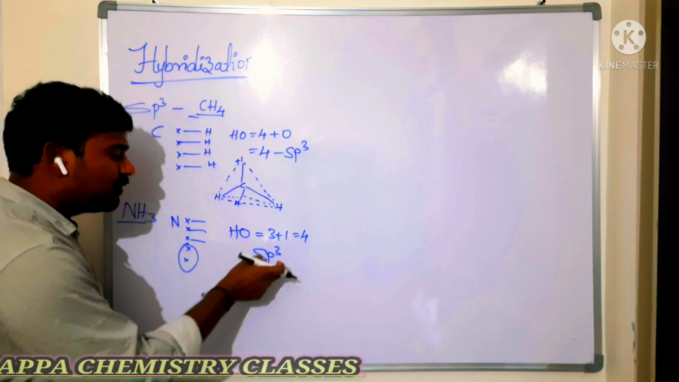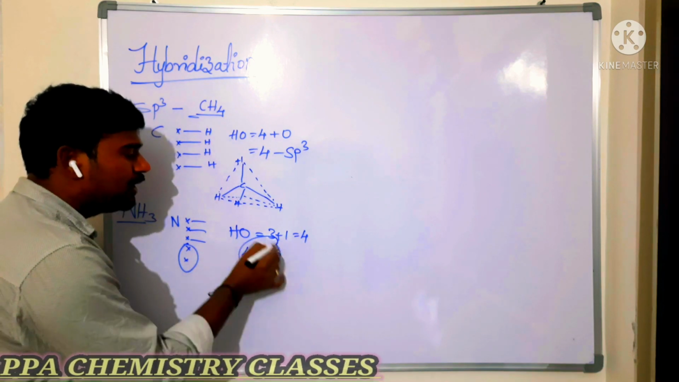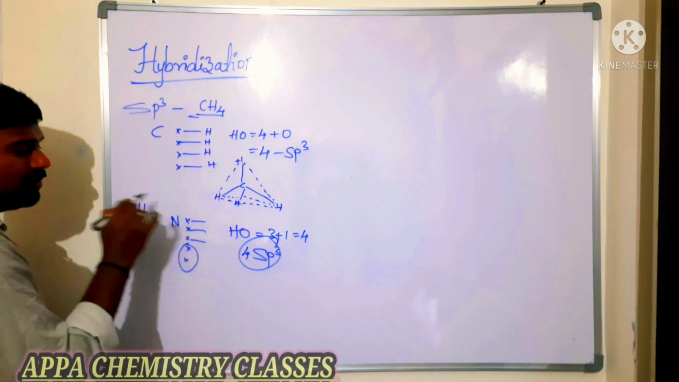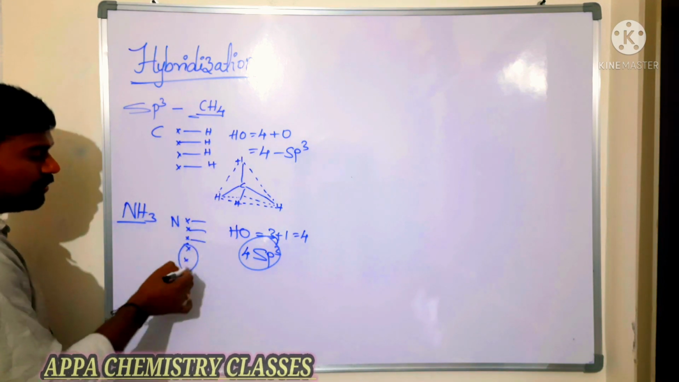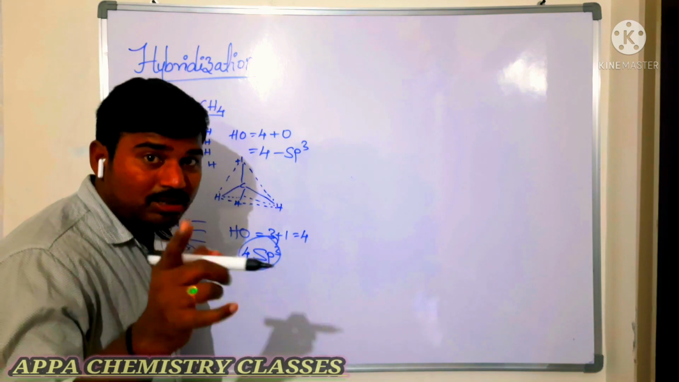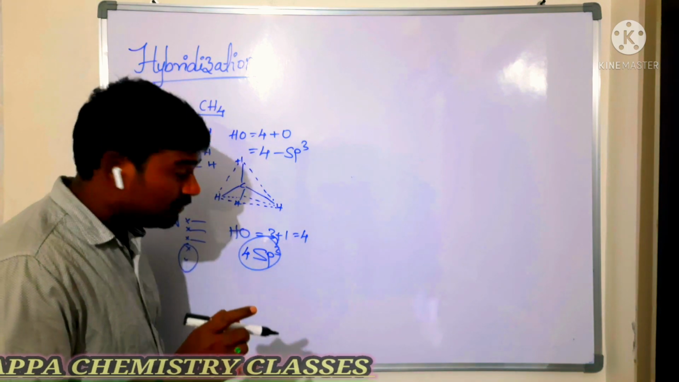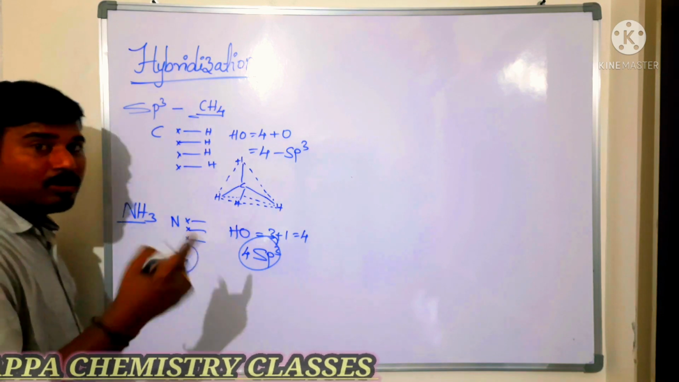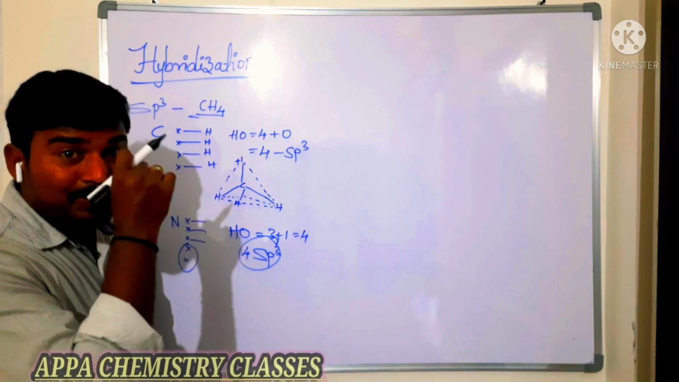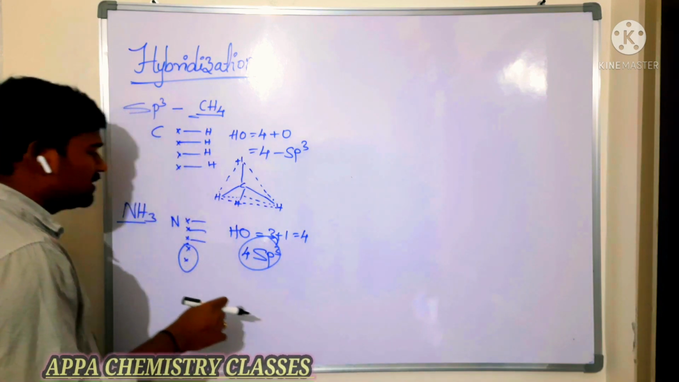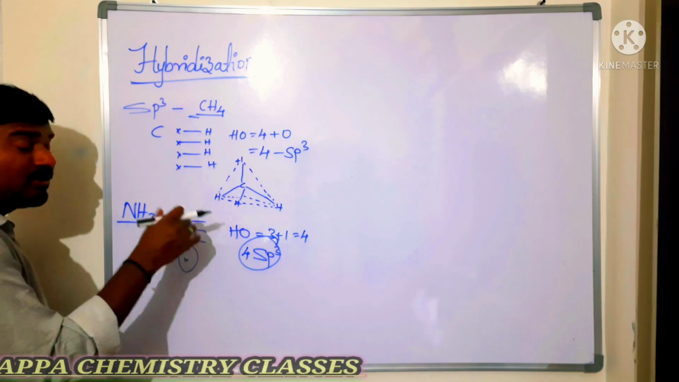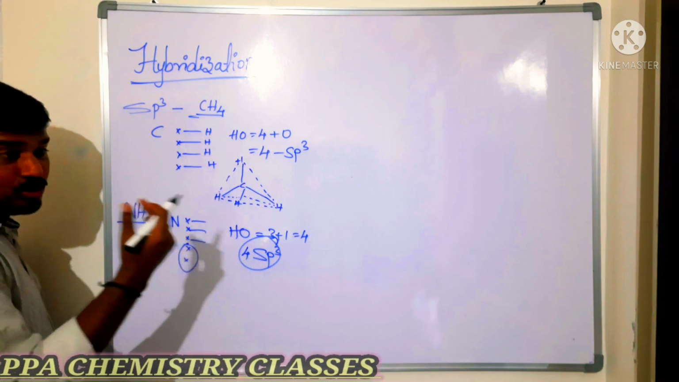But out of the 4 sp3 hybrid orbitals, 3 hybrid orbitals are participating in bond formation. One hybrid orbital contains a pair of electrons which is not involved in chemical bond formation. That is the non-bonding electron. A lone pair of electrons is called a non-bonding electron, which is located on only one nucleus. But bond pair electrons are shared between two nuclei, two atoms.